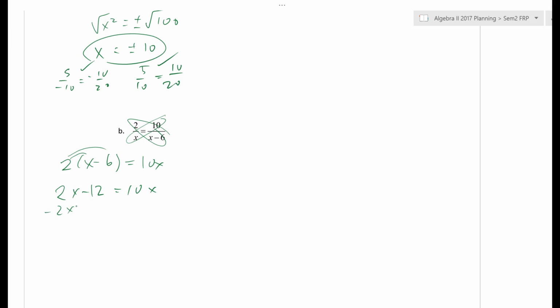Solve this by getting x by itself. Negative 12 equals 8x. And to isolate x, we're going to divide both sides by 8. X equals negative 12 over 8, which is the same thing as negative 3 over 2.